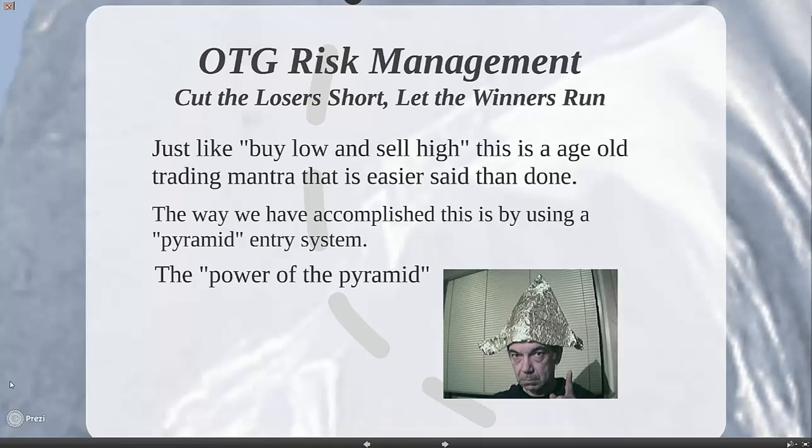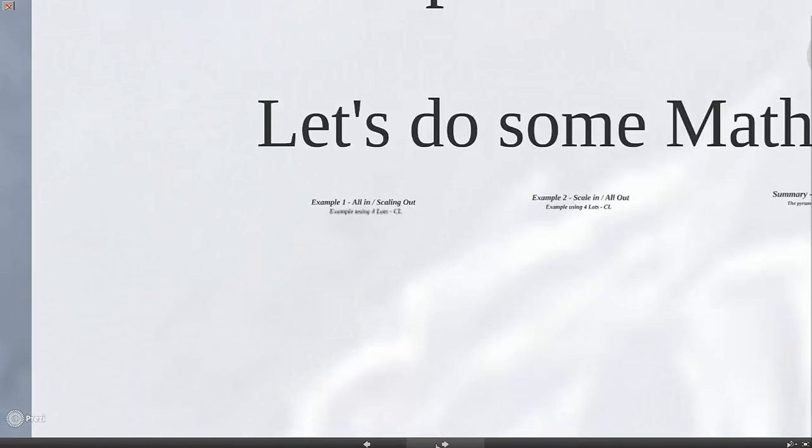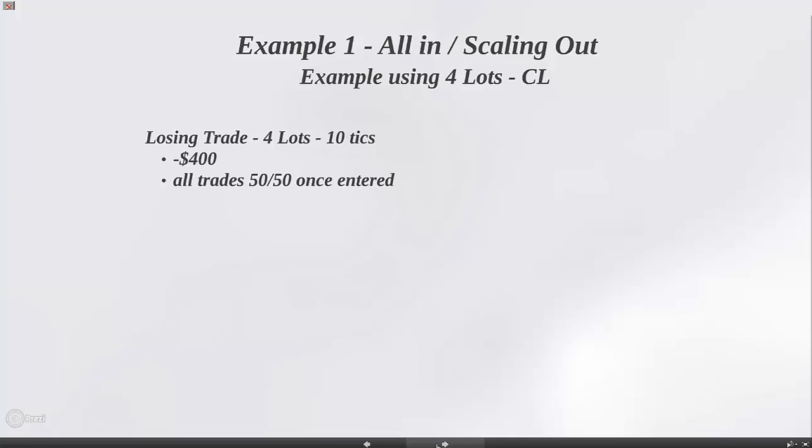So, no, but here is the power of the pyramid. And we're going to do some math here, all right? So let's take a look here. Example 1, all in and scaling out on a 4-lot on the CL, right? So you're all in and you're scaling out on the CL. So if you have a losing trade at 10 ticks, you're going to lose $400.